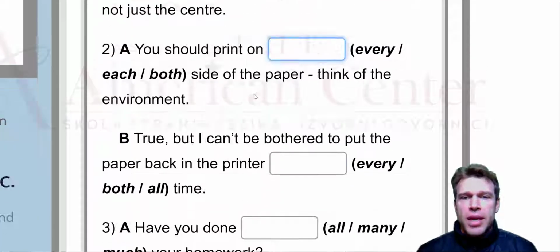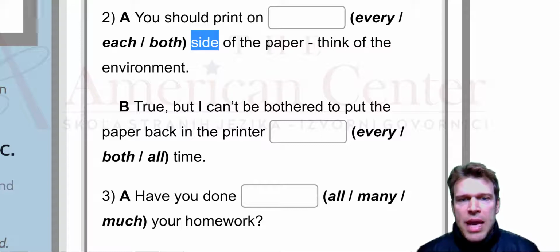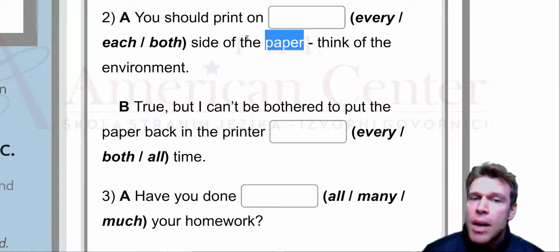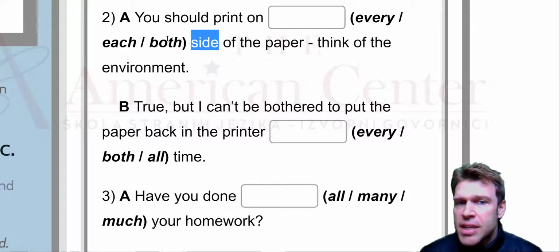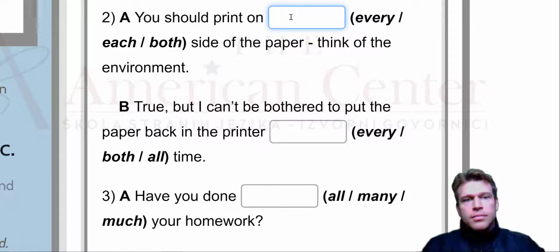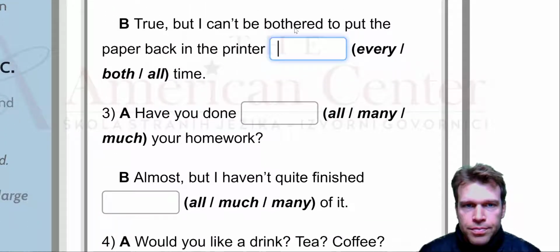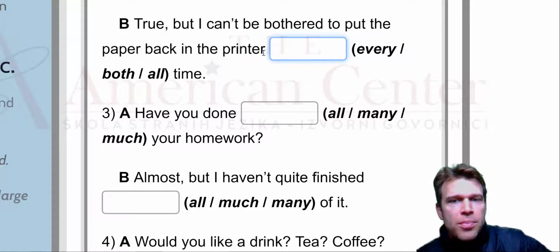You should print on, well, let's look for the noun. Again, the noun is side. Paper is also a noun, but it is the object of the preposition, side. So both sides, each side, every side. You should print on each. True, but I can't be bothered to put the paper back into the printer.